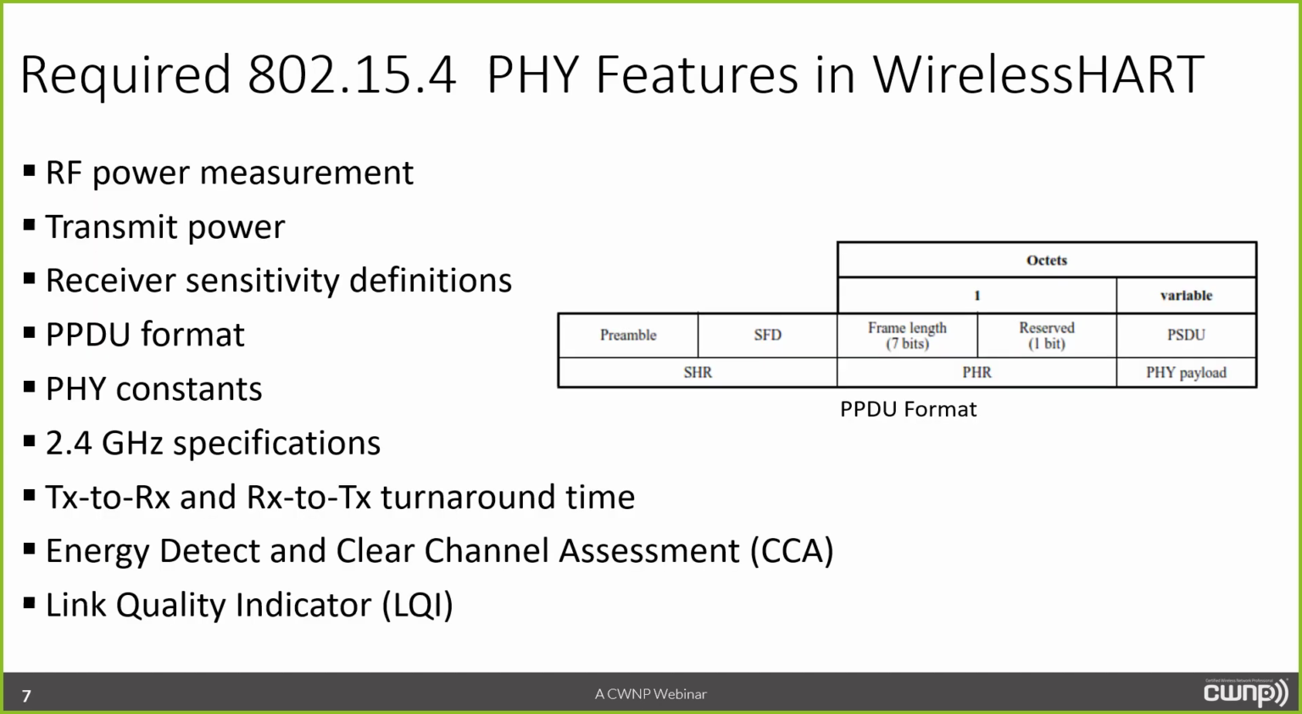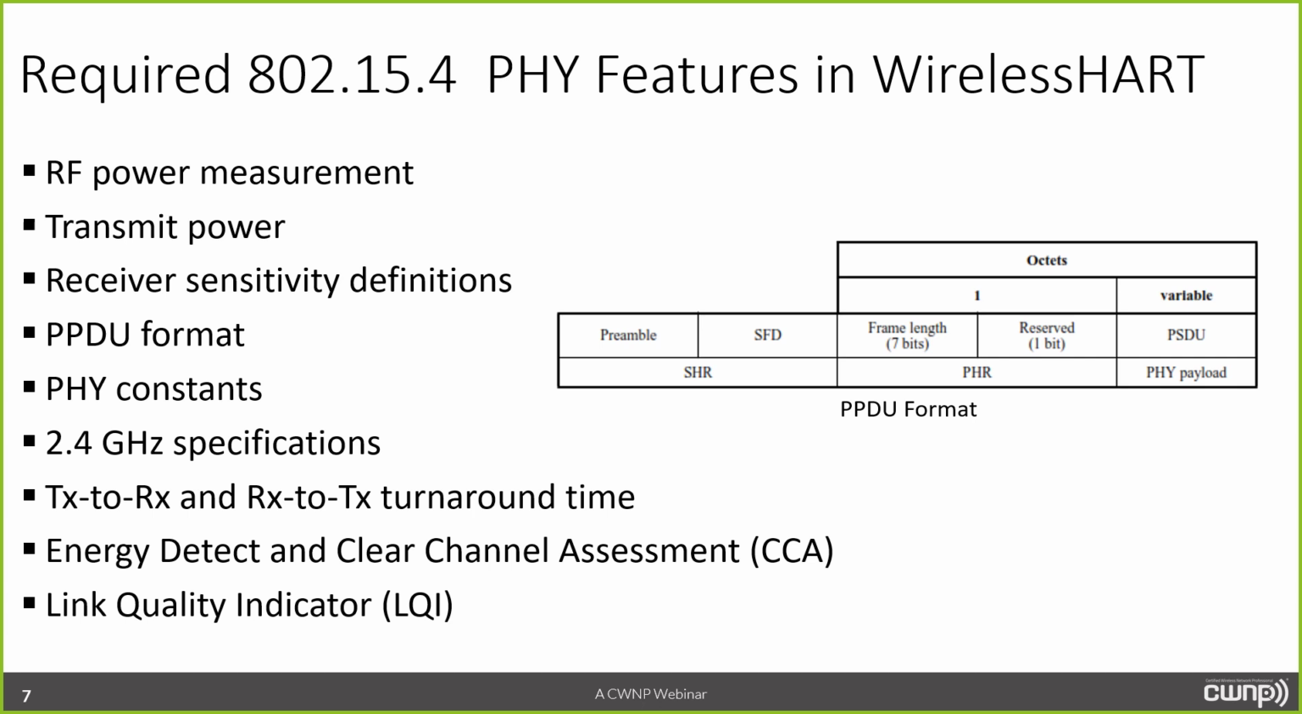So what are the required features of 802.15.4? Well, there are several things specified in 802.15.4 that not every 802.15.4 device uses, right? WirelessHART says these are the things that the chipset has to support to work with WirelessHART.